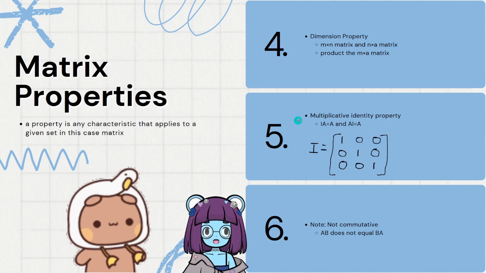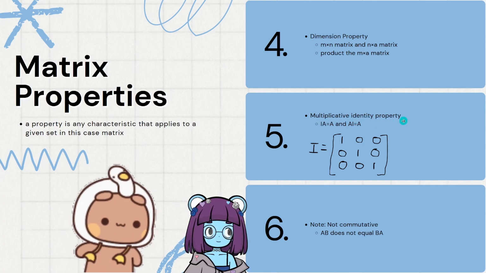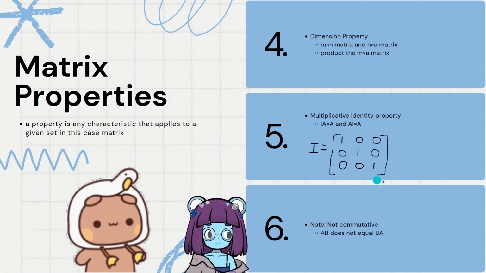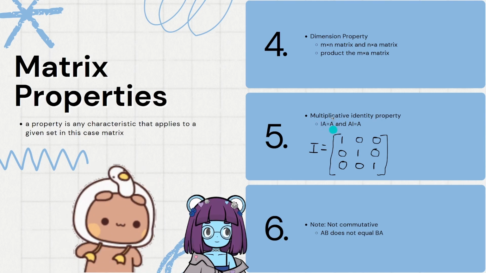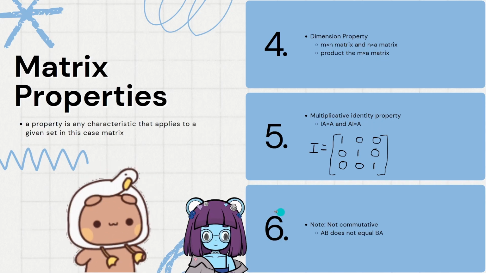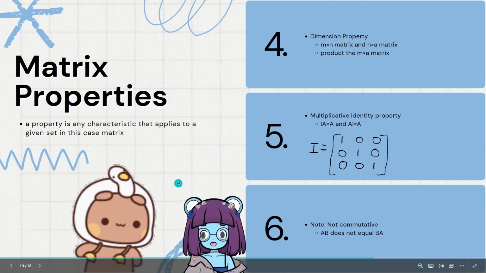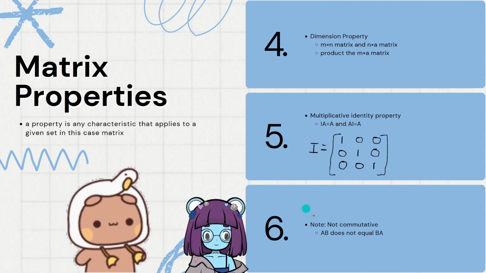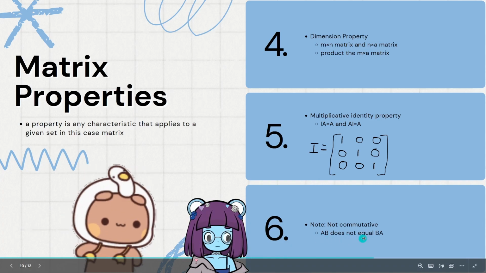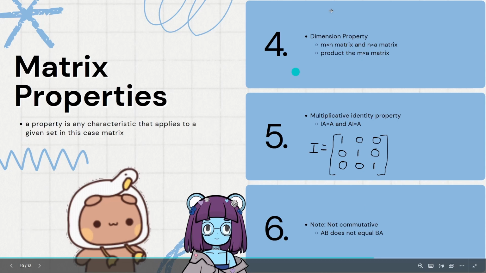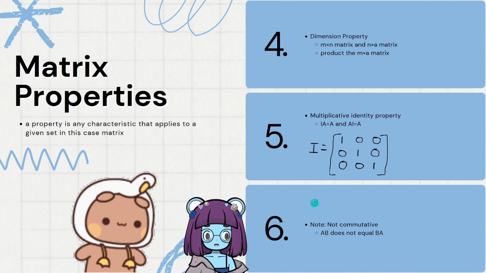Another property is the multiplicative identity property. So we have the identity matrix, which looks like this. You have ones going in a diagonal across times a matrix. So when you multiply it by this identity matrix, it should equal itself. And the sixth one is actually not a property, but you should note that matrices are not commutative. So AB does not equal BA. When you switch them around, it doesn't always equal each other. So, good thing to note that despite all these other properties, it is not commutative.